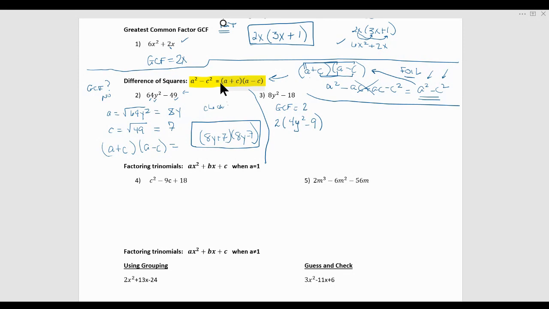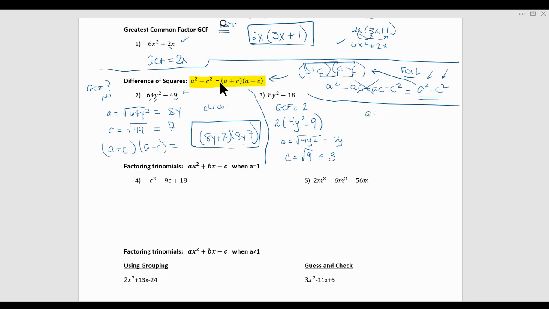Do I have perfect squares? Yes, I do. 4 is a perfect square, y squared is a perfect square, and 9 is a perfect square. So let's go ahead and find our a and c values. a is going to be the square root of our first term, 4y squared. The positive square root is 2y. My c term is going to be the square root of 9, and that is going to be 3.